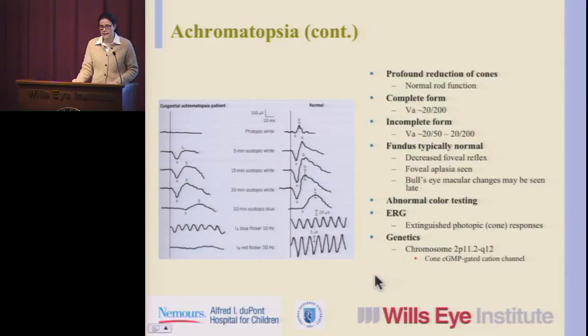And what we would find, again, here is a profound reduction of your cones with a normal rod function on your ERG. In the complete form, your vision is really significantly reduced, about the 20/200 level. And in the incomplete form, there's variation from about 20/50 to 20/200. Fundus, again, typically normal. You may see a decreased foveal reflex, and bullseye macular changes can be seen very late. Again, on your exam, these children will have abnormal color testing, and your ERG will give you your diagnosis with a completely extinguished photopic response.